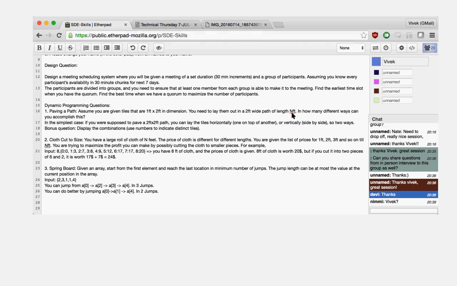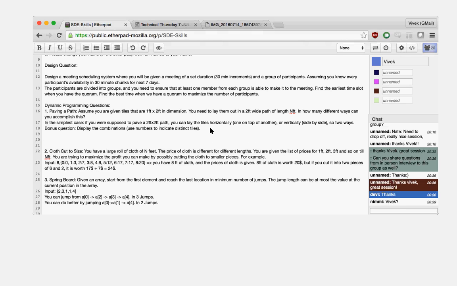So in a very simple case, if you had to lay out a 2 foot by 2 foot path, then you can either tile the 2 bricks horizontally, or tile them vertically, side by side or one on top of another, and that would be 2 different ways of doing it. Anybody who has not followed this part? All right. So now, if you had 3 tiles or 4 tiles or whatever, you can do it in many different ways. So how would you go about solving this? Any volunteers? Any takers?